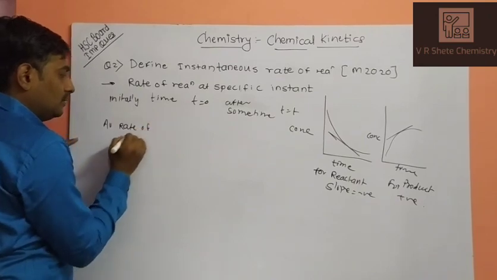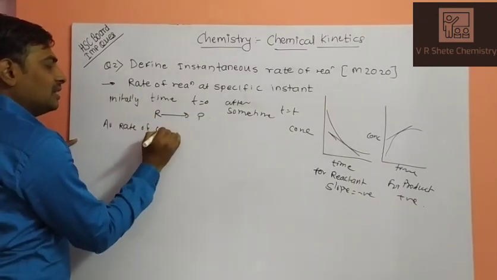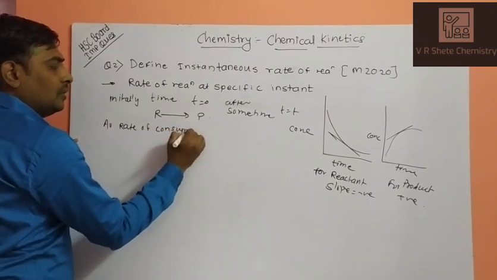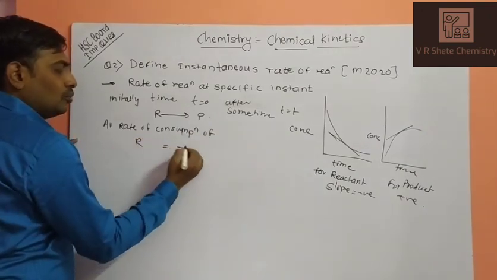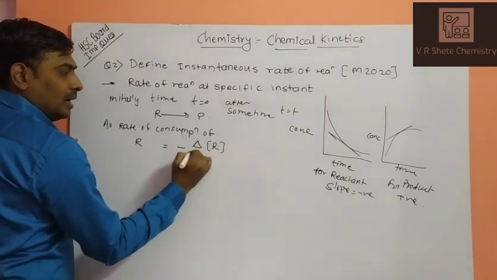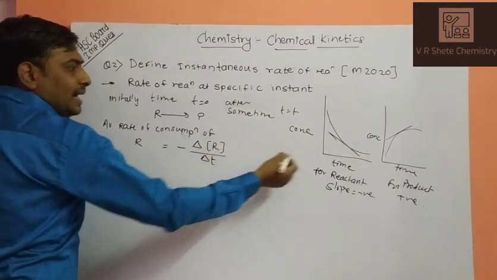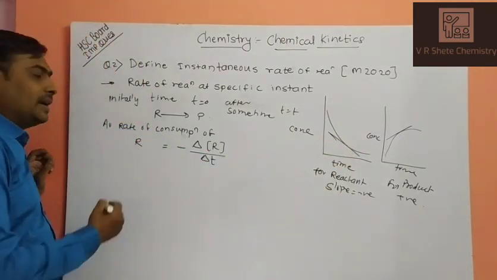Average rate, if a reactant is converted into the product: the average rate of consumption of reactant is equal to minus the change in concentration of reactant per unit time. This negative sign indicates a negative slope, that is, a decrease in concentration of the reactant.